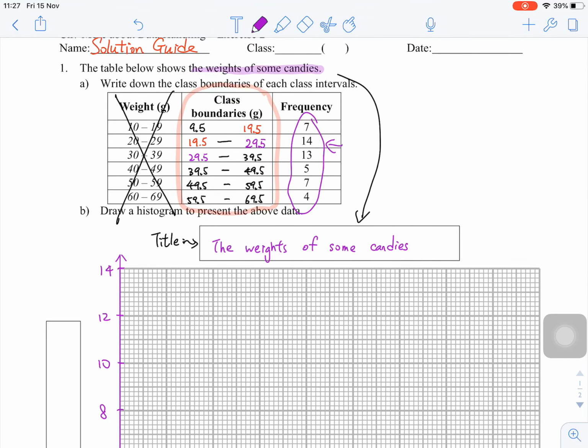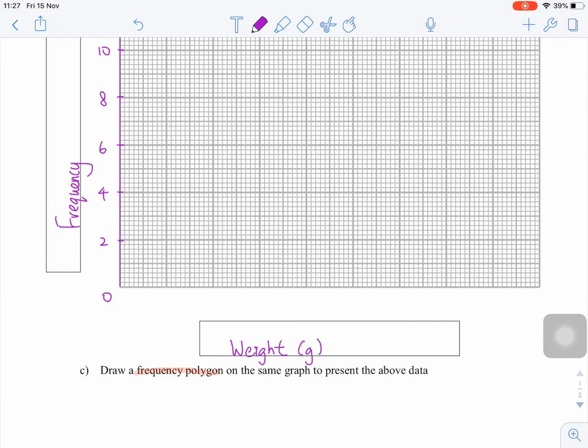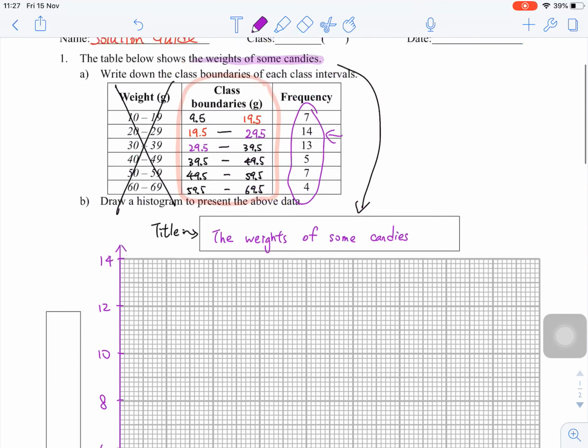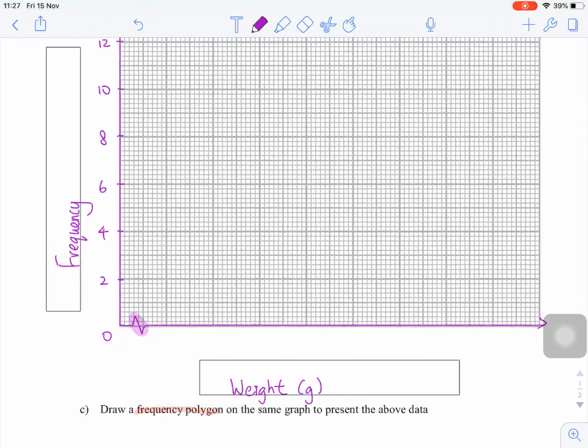Next, the class boundaries start with 9.5. So I'll have it from here first. This symbol here means I have enlarged or made this part smaller for the x-axis. It's just a sign representing that I have some modification of the x-axis. Notice how the x-axis starts with 9.5. Let's see, for example, 9.5 is here. This is 19.5. Remember, use class boundaries.